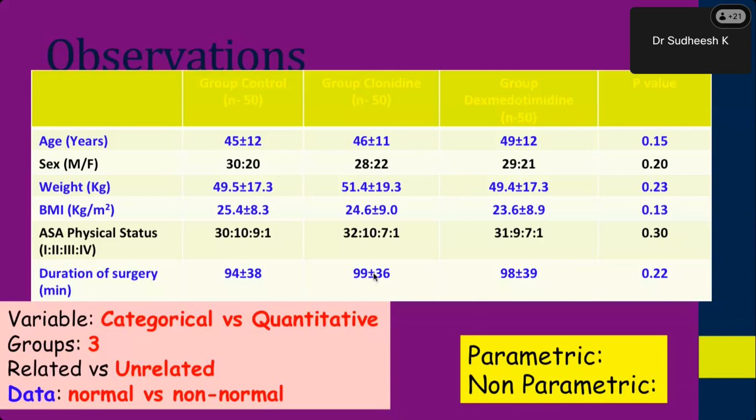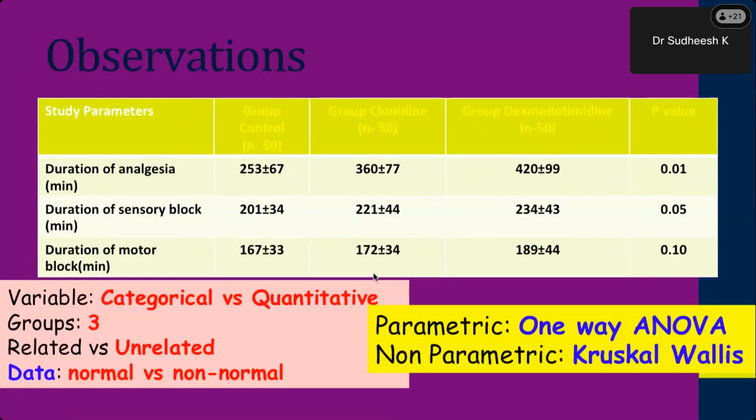So there are more than two groups. We are comparing group A versus group B versus group C. So it is unrelated, more than two groups, and represented by mean and standard deviation, so therefore it is normal distribution. So what test do you apply? You apply one-way ANOVA test. Suppose the data is not normally distributed, you apply Kruskal-Wallis test. I hope this gives much more clarity with regard to how the tests have to be applied.